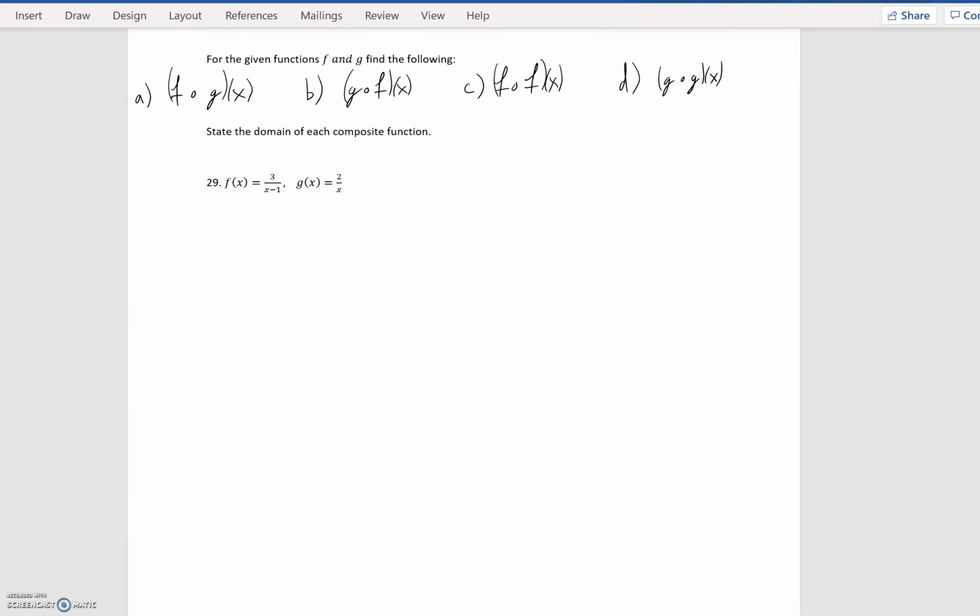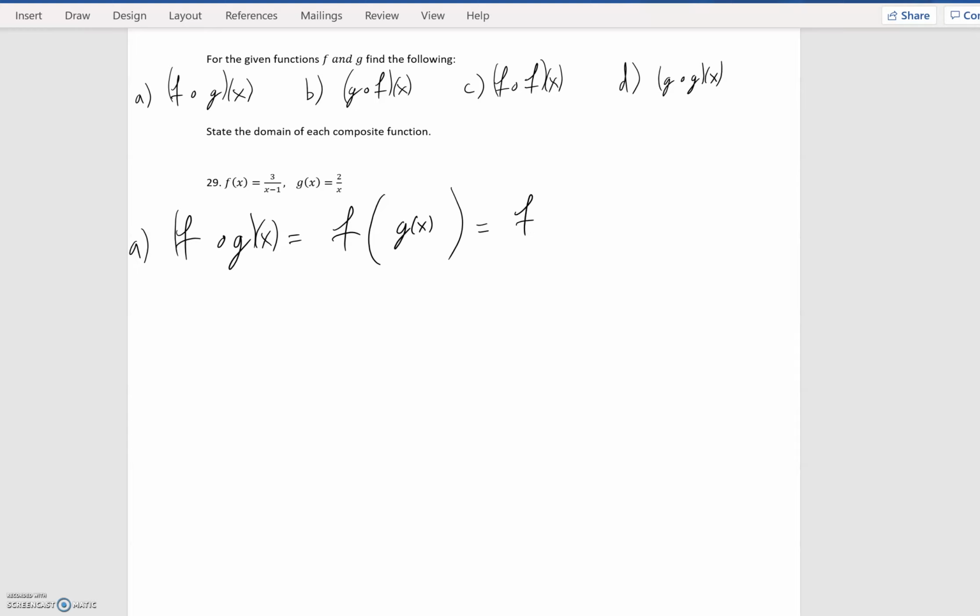For the given functions f and g, we need to find the following. So, these questions here that I listed, they are in your textbook. And we also need to state the domain of each composition. So you have these two functions, f of x and g of x. For part A, we need to find f composed with g of x. This equals f evaluated at g of x.